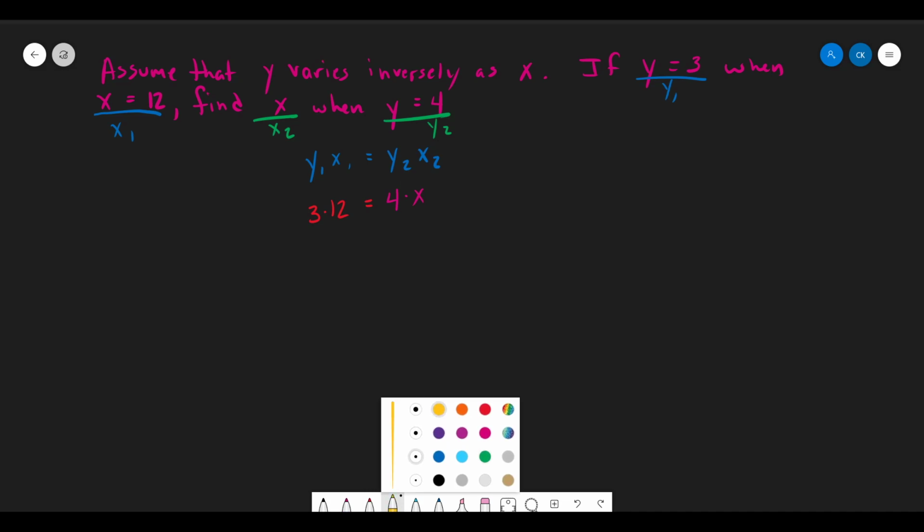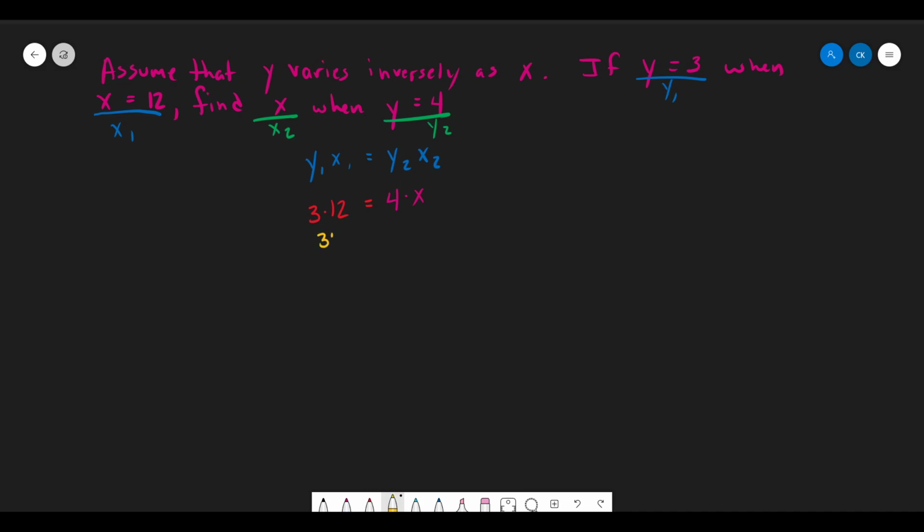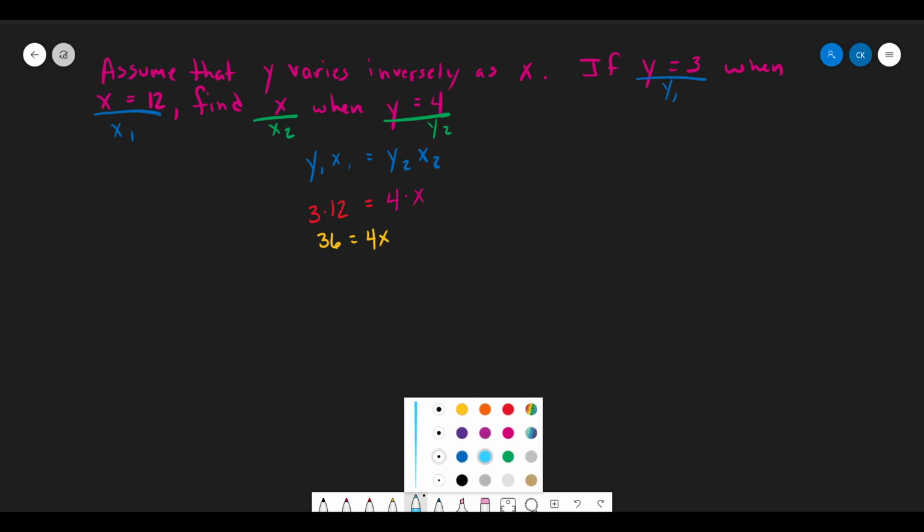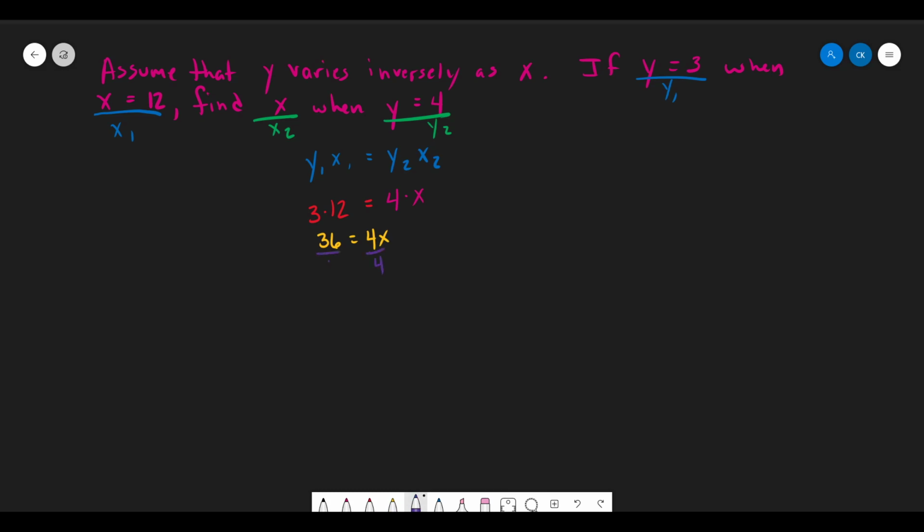So I have 3 times 12, that's 36, equals 4x. Alright, now I just take that 4x, I want to divide both sides by 4. So 36 divided by 4 gives me 9. And that's my answer. So what is x when y is 4? Well, x is going to be 9 when y is 4. So as long as you follow this equation here, if they're asking for a specific variable, it makes your life pretty simple.